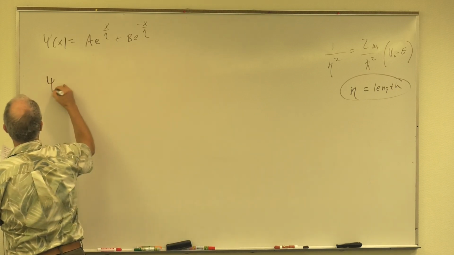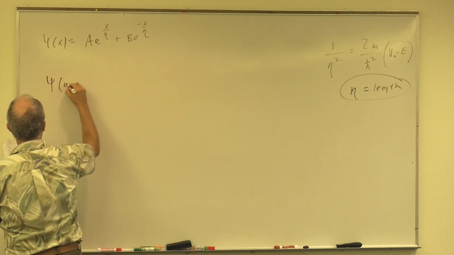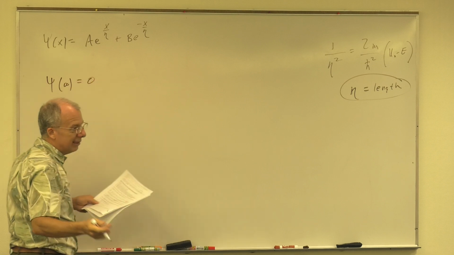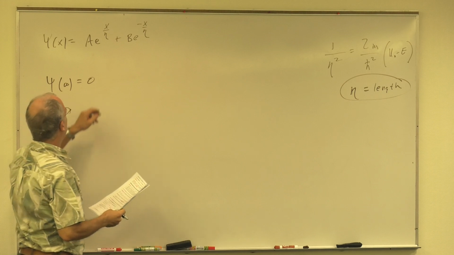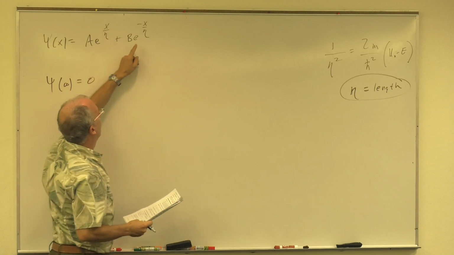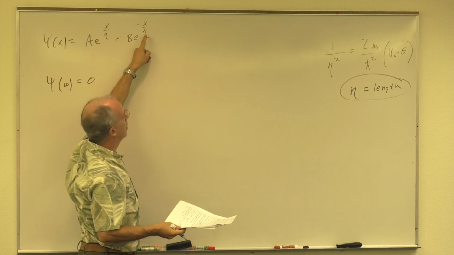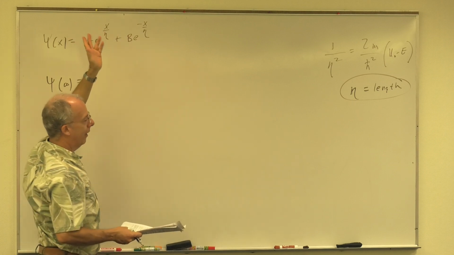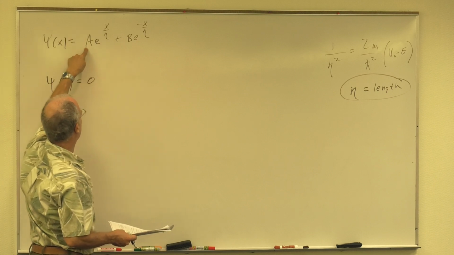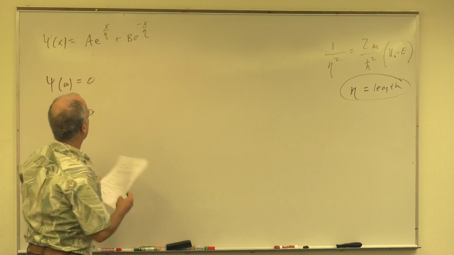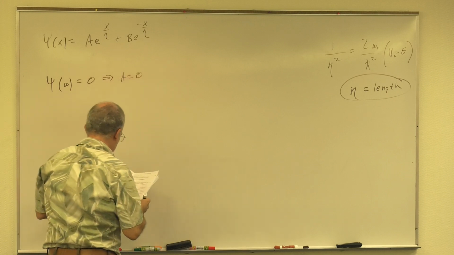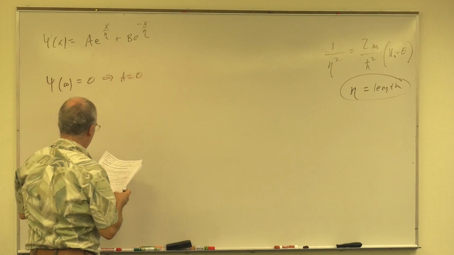Let's be smart about this. We know that the wave function at infinity is 0; that was one of the boundary conditions. If you put infinity up here, what's e to the minus infinity? That's 0, so this is fine. But what's e to the positive infinity? Some gigantic number. So a has to be 0 for this to work. Therefore, a equals 0. That's good.